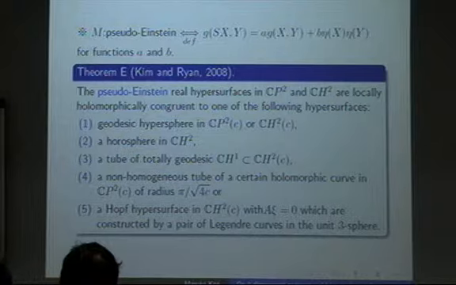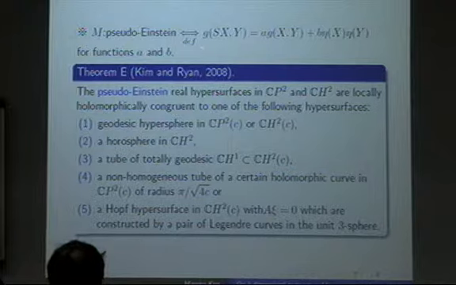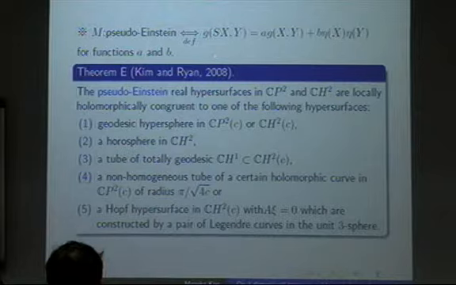And I don't use this theorem to prove our main theorem, but I think it's very interesting. The condition pseudo-Einstein is defined as this equation. If the Ricci tensor satisfies this condition for functions a and b, then it is called pseudo-Einstein. It is weaker than the condition Einstein.